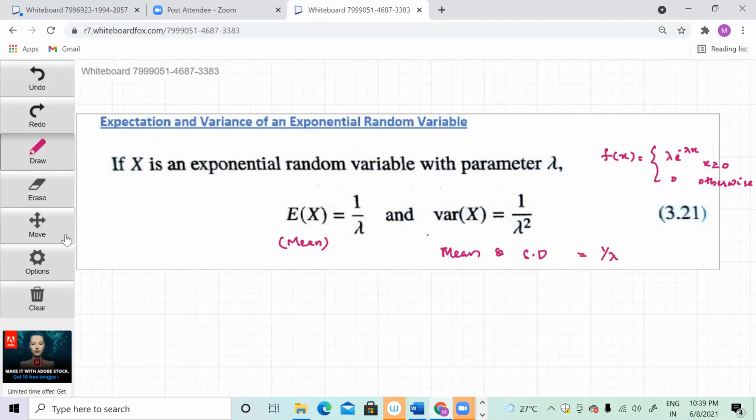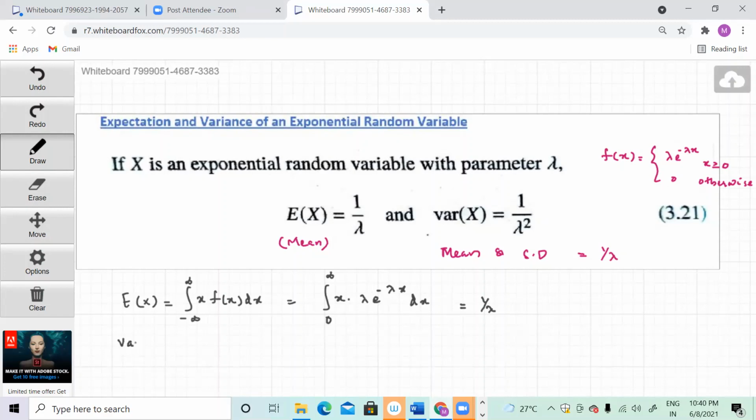So let's see how to get this expectation of X equal to 1 by lambda. Now we know that the expectation of X is equal to the integral from minus infinity to infinity of x times f(x) dx, where f is the probability density function. Here the function is defined for x greater than or equal to 0, so I'm rewriting the limit as 0 to infinity of x times lambda e raised to minus lambda x dx. After doing this integral, you will get the expectation equal to 1 by lambda.